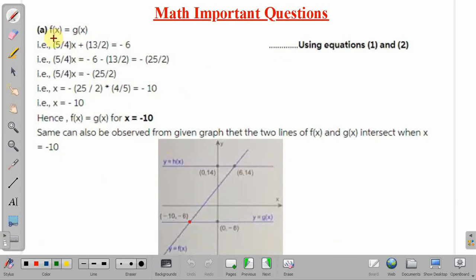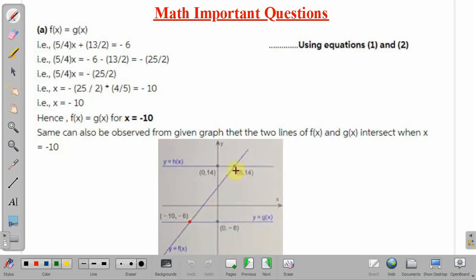In part A we have to solve the equation f(x) equals g(x). As we have just found out, f(x) equals 5/4 times x plus 13/2, from equation 1, and from equation 2, g(x) equals minus 6. Substituting these values and rearranging, we get x equals minus 10. Hence these two functions are equal for x equals minus 10, and the same can also be observed from the graph.